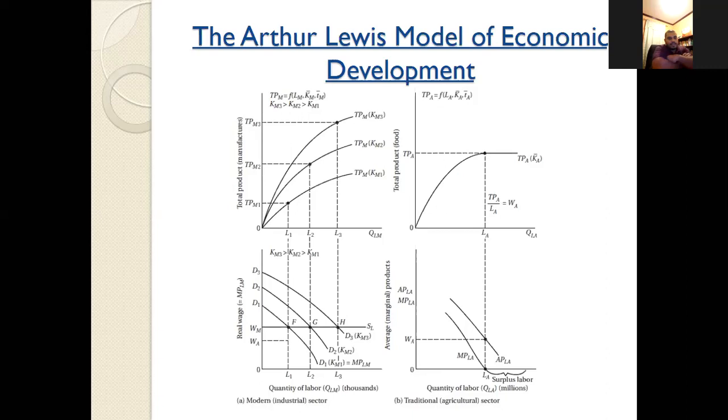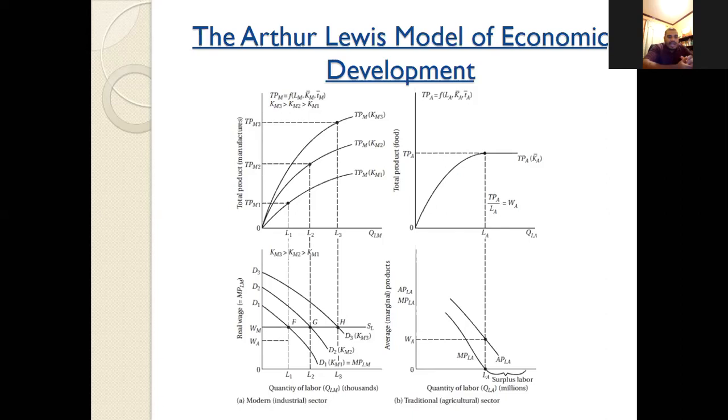Now, if we start from panel B, which is the one at the right, and you can obviously, if you're on your phone, zoom in to the screen. If you're on your computer, you can also zoom in. But on the right, you'll see the traditional agriculture sector. Now, what that's showing us, the graph down on the bottom right-hand side, is actually showing that in the agricultural sector, production is not measured according to marginal productivity, but rather it's measured according to average productivity.